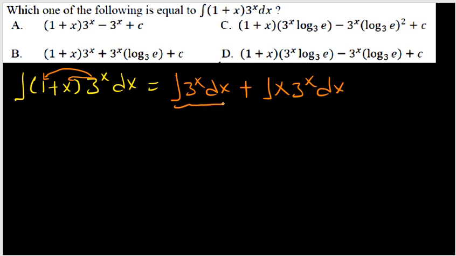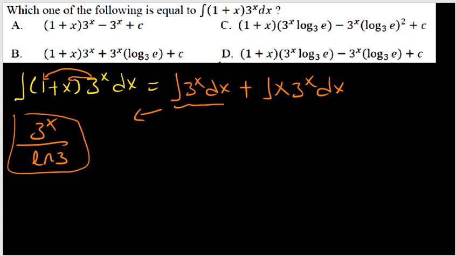And integrating this one is not a headache, because the integral a to the power of x dx, generally the rule says a to the power of x over ln a. So the integral of 3 to the power of x will be 3 to the power of x over ln 3. Let's keep this one and let's go to the next part.